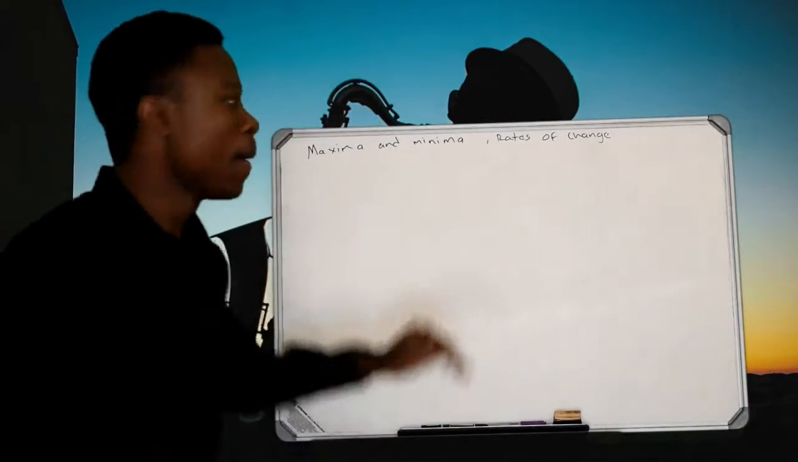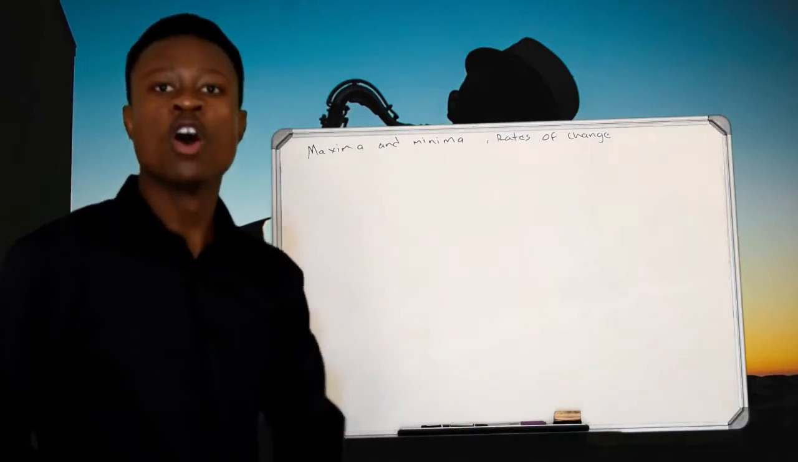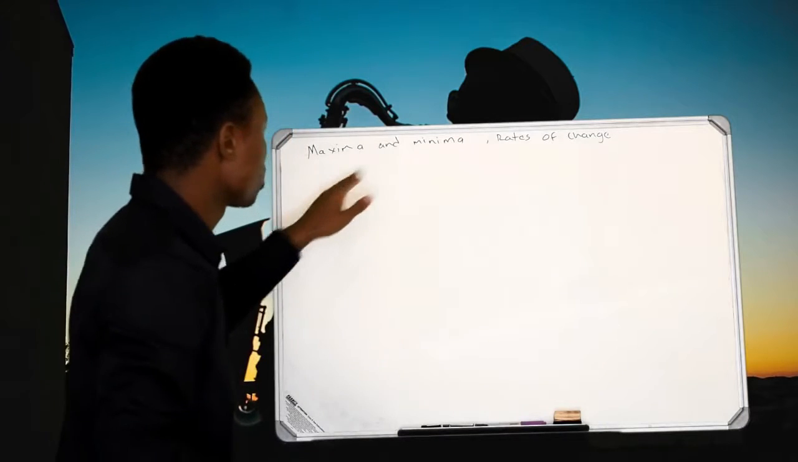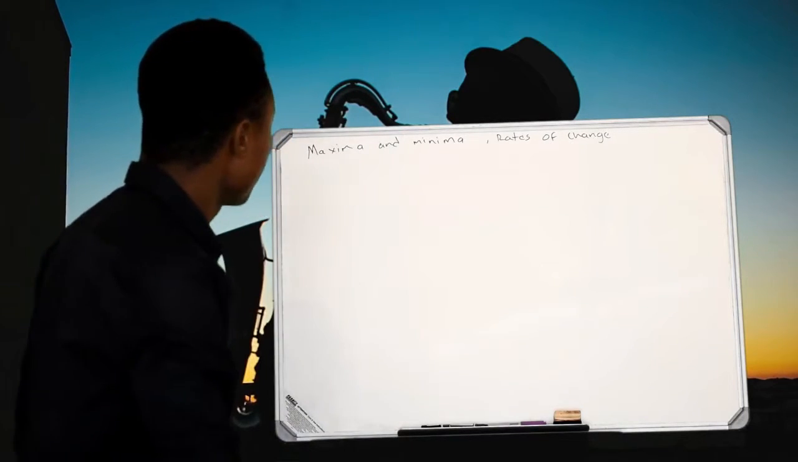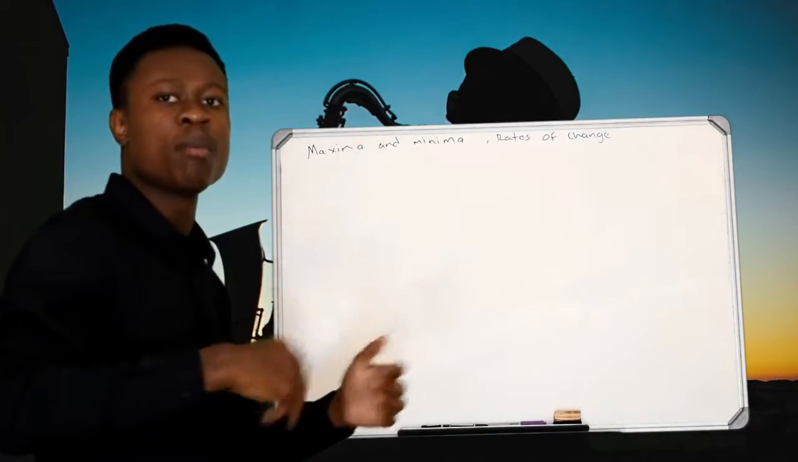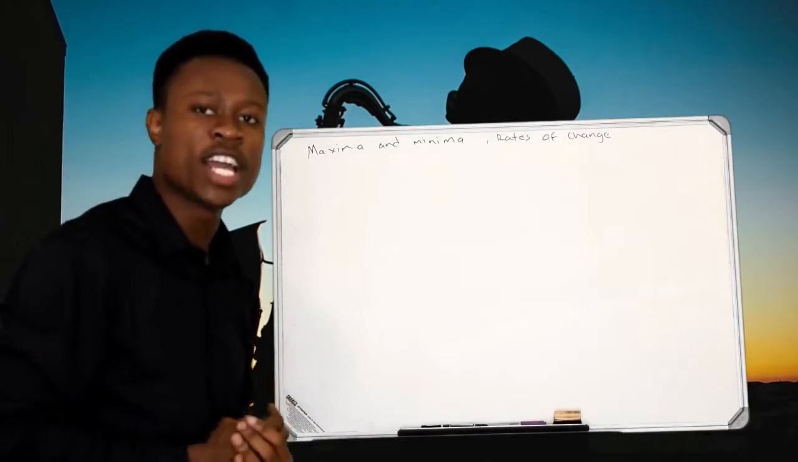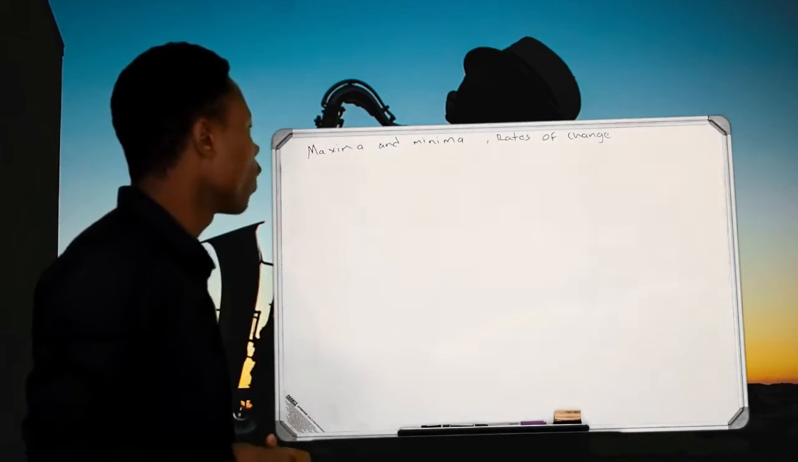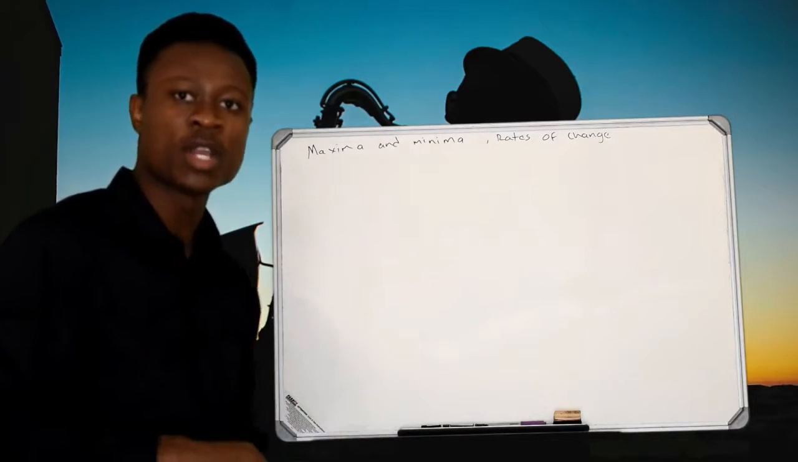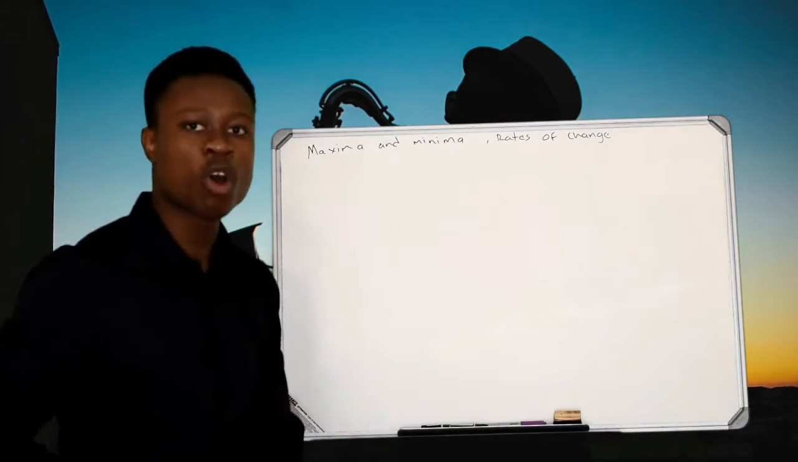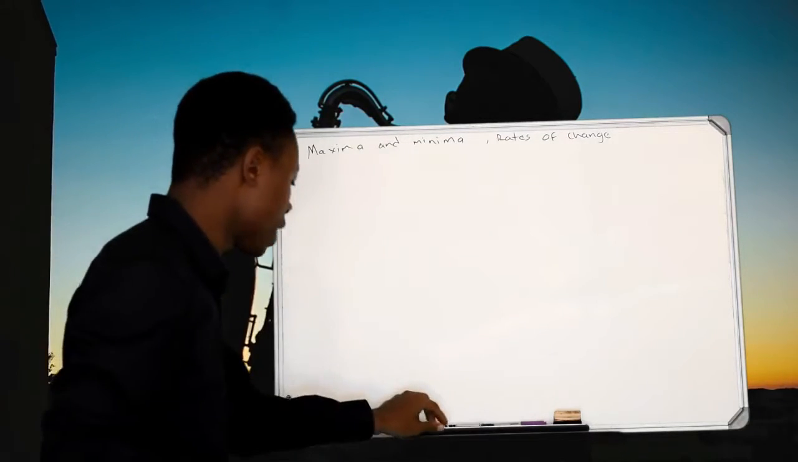Today we'll be doing maxima and minima and also rates of change. Okay? Maxima and minima, let's start with that. Maxima and minima means the minimum or the maximum values for us to satisfy that equation. So let's start with an example so that you see what I'm talking about, right?